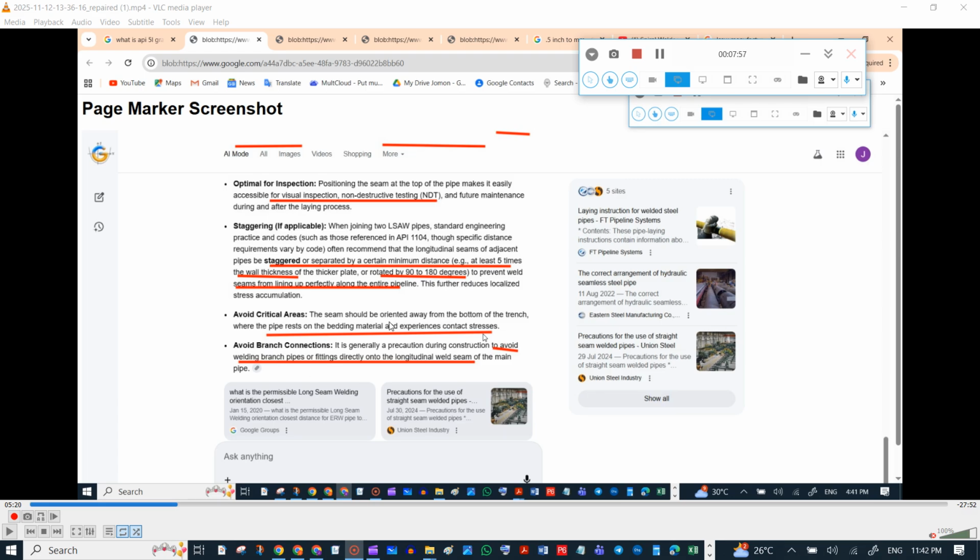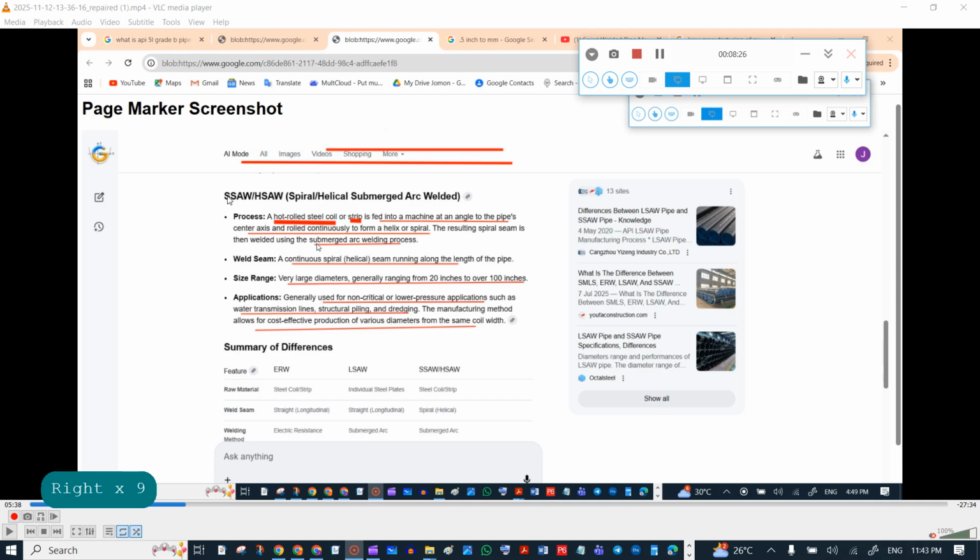It should be oriented away from the bottom of the trench, which is avoided because when the pipe rests on a bedding material, it experiences contact stresses. Avoiding branch connections is also very important, to avoid welding branches directly onto the longitudinal weld seam.